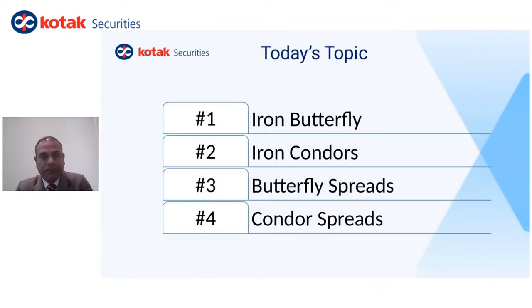Today's topic basically revolves around the iron flies, the condors, and the various types of four-leg spreads, right?